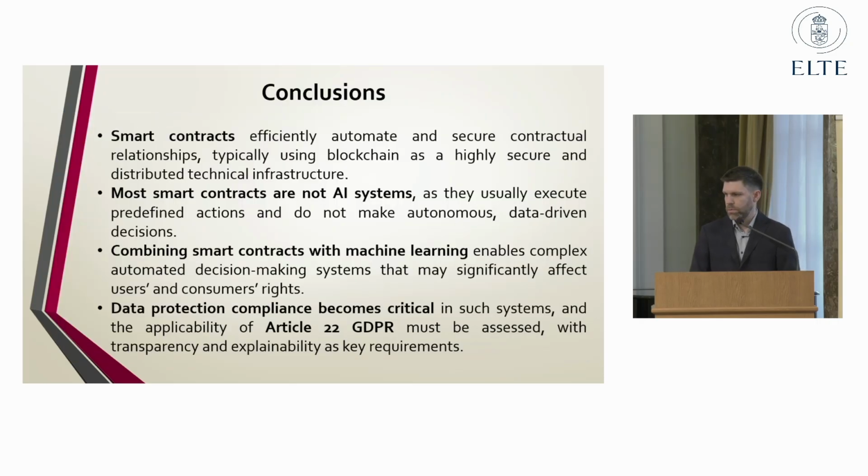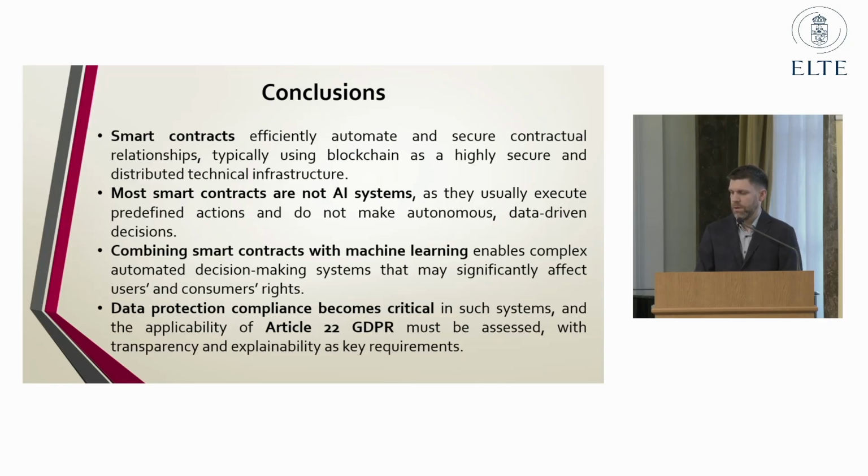So what are my conclusions? Smart contracts efficiently automate and secure contractual relationships, typically using blockchain as a highly secure and distributed technical infrastructure. But it has to be highlighted that most smart contracts are not AI systems, as they usually execute predefined actions and do not make autonomous data-driven decisions.